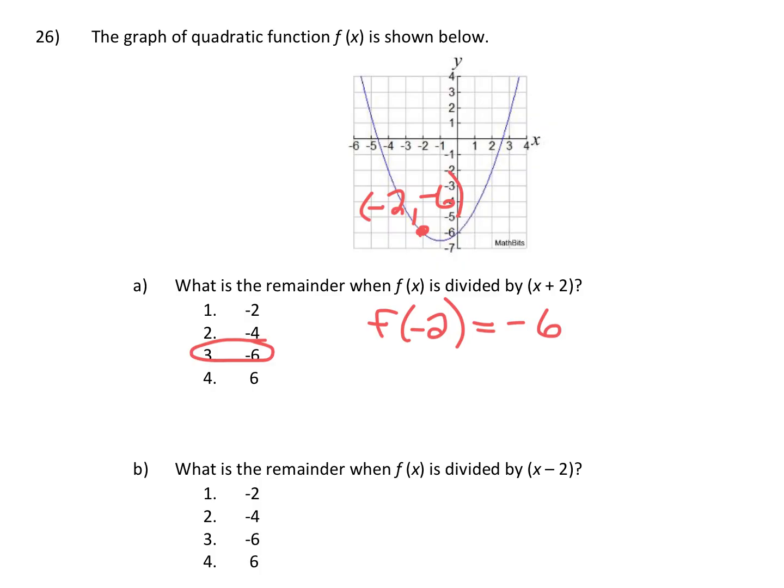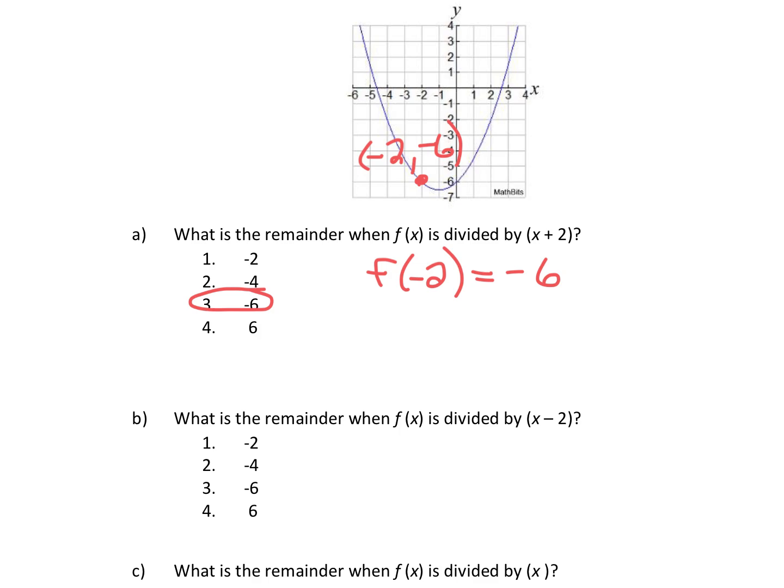Okay, letter B. What is the remainder when f of x is divided by x minus 2? So for this one, let me just change colors here. Since we're dividing by x minus 2, we're going to plug in a positive 2 for x. So we're trying to find f of positive 2. Okay, so let's look on our graph. We're going to come over here to positive 2. And if we follow it down to the curve right here, we see that when x is equal to positive 2, the y value is equal to negative 2. Okay, so our answer here would be negative 2. So that is choice 1.